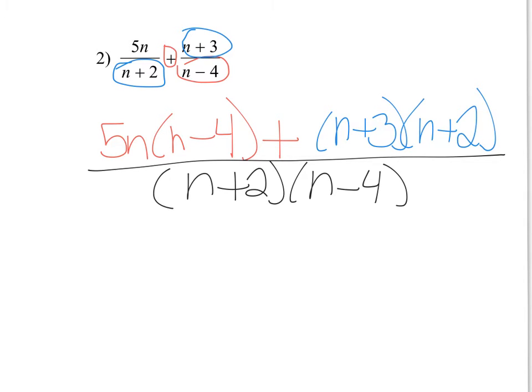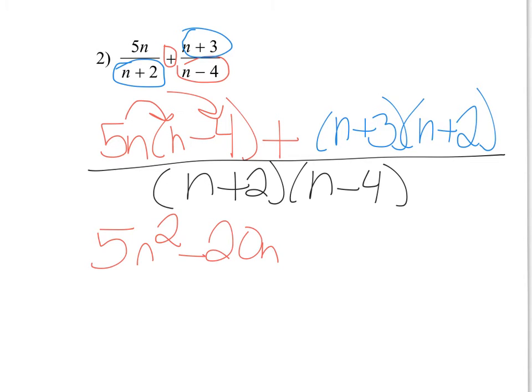And then we can simplify the top. We can leave the bottom. Nothing's going to happen to the bottom. The bottom's going to stay the same. But we can simplify the top. Okay? And these just scream to be simplified. You know how to do these, right? We've got to distribute this guy over. 5n times n gives us 5n squared. 5n times a negative 4 is a negative 20n.